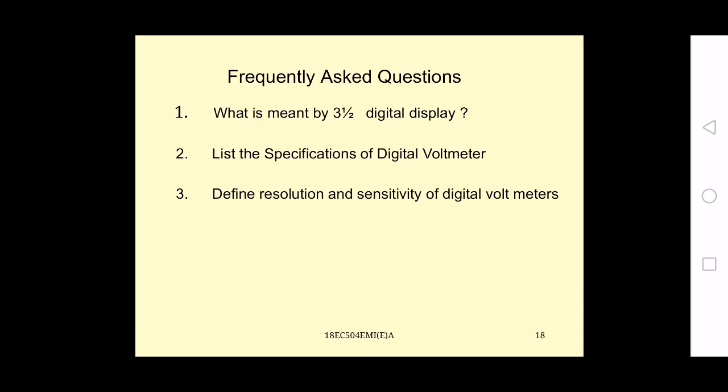Frequently asked questions in this class are: what is meant by a 3.5 digit display, list the specifications, and define resolution and sensitivity of digital voltmeters.